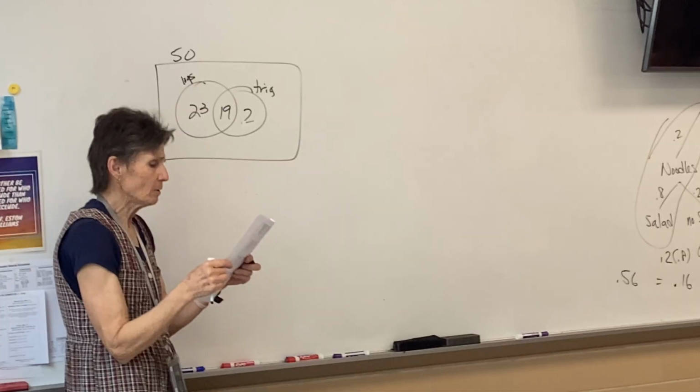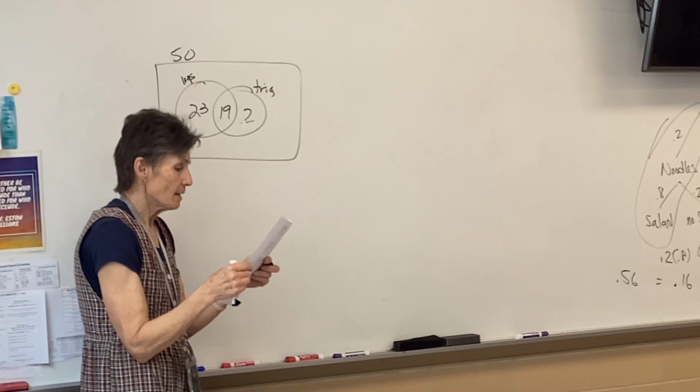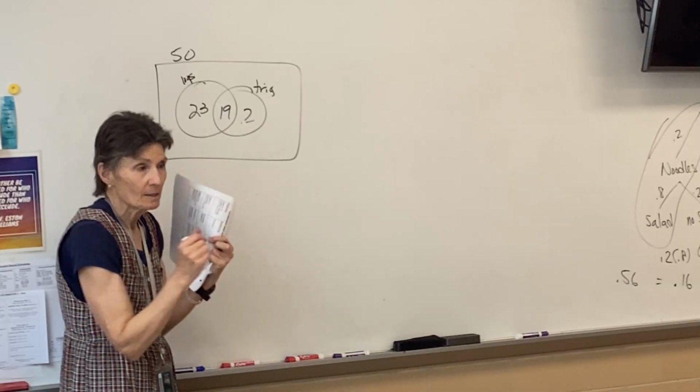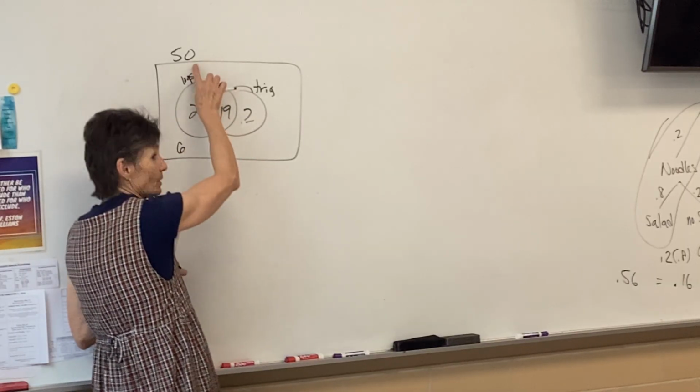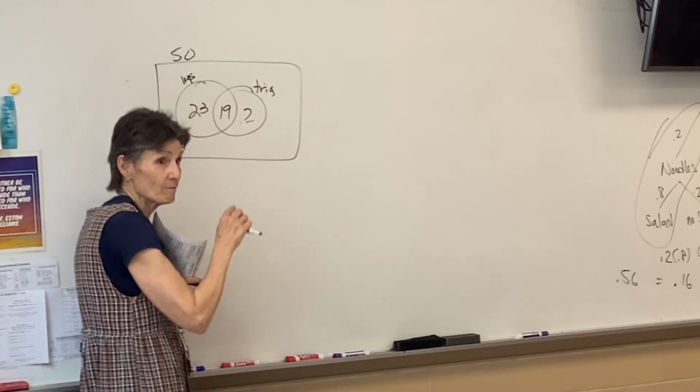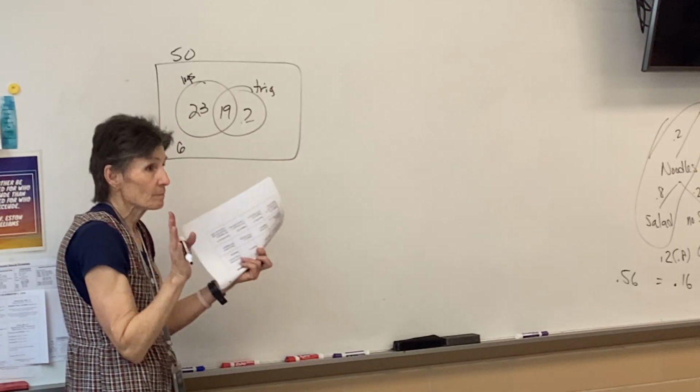How many people, unfortunately, like neither? 6. How did you get 6? Because there's 50 all together, and this adds up to 44. Everybody good?